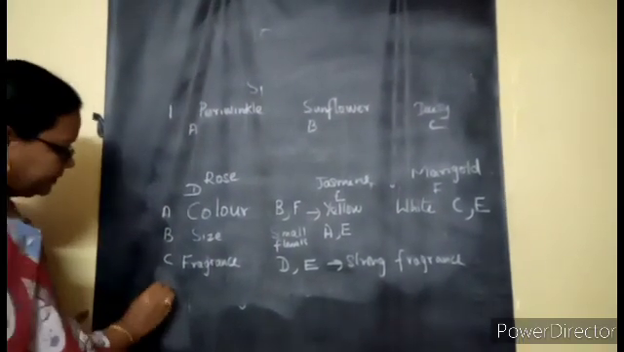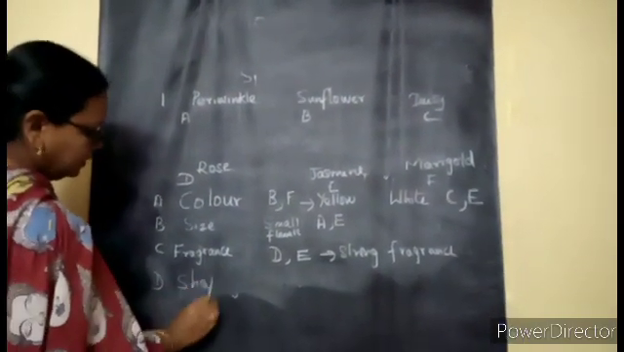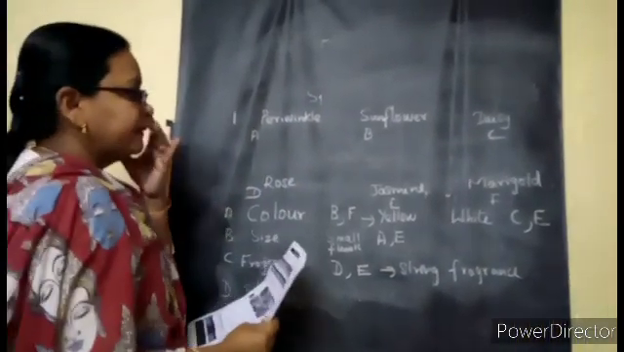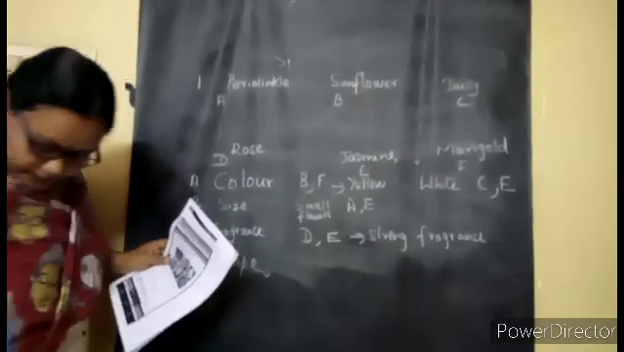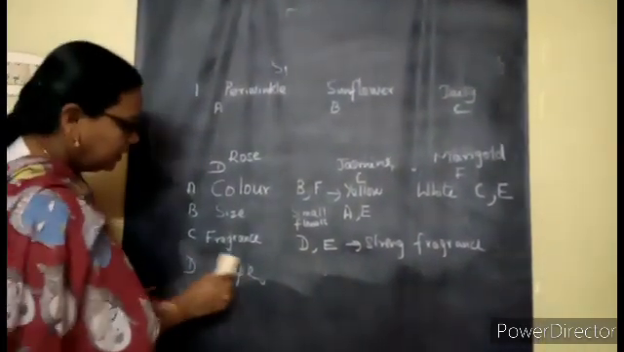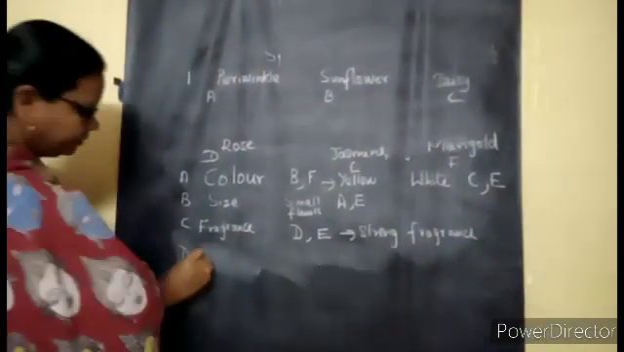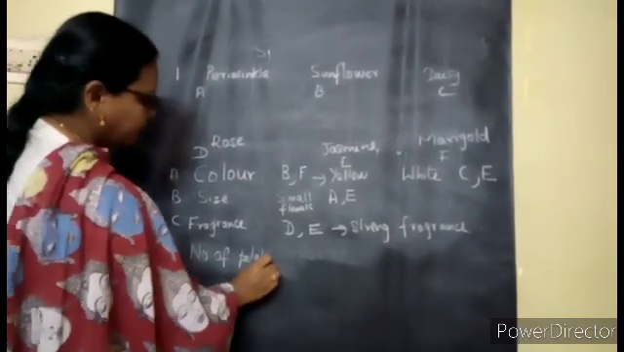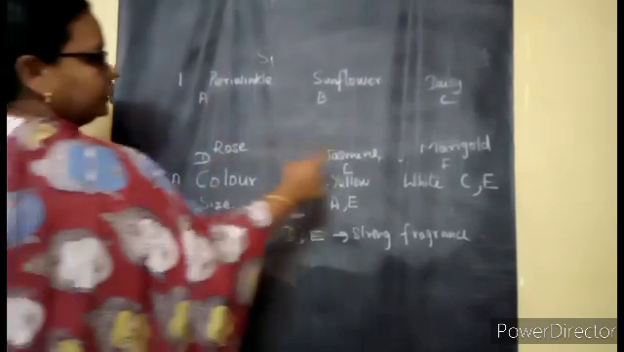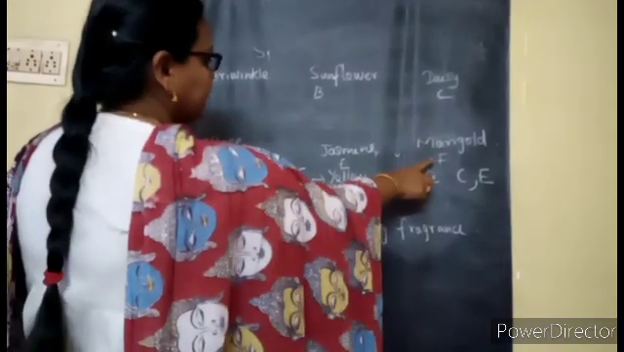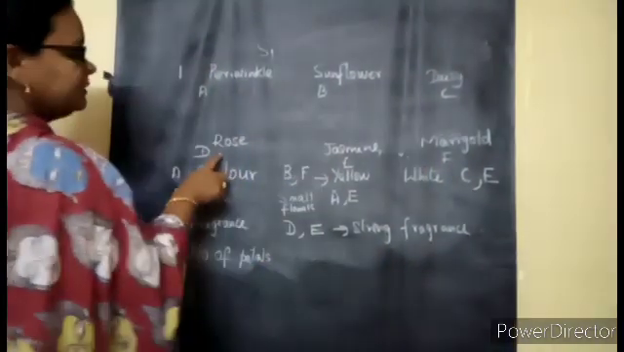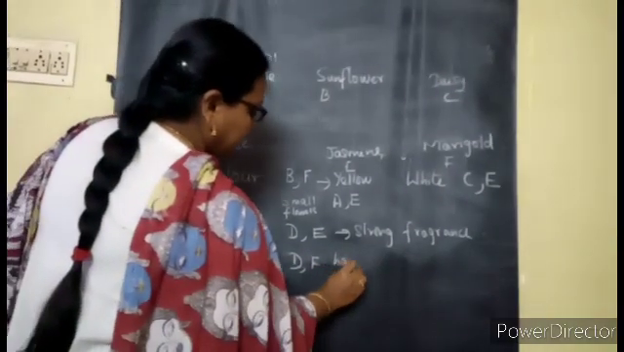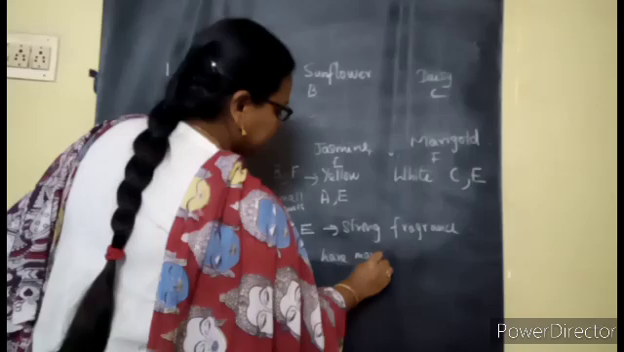Shall we go for shape? So which will have the same shape here? Any flowers with the same shape here? Or else, instead of shape, you can go for number of petals. Yes, children? Look at the number of petals. You can see marigold will have many petals, right? And rose also has many petals. So you can write D, F have many petals.